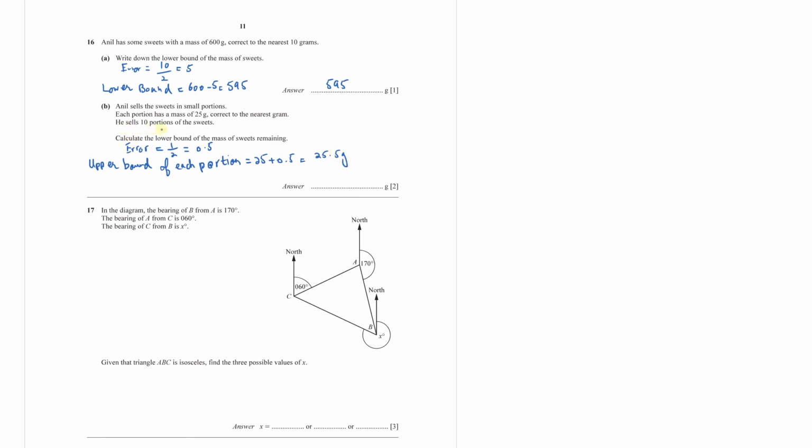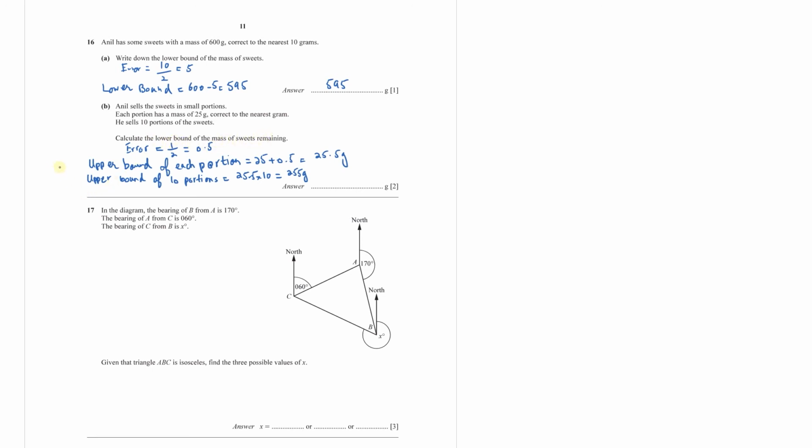Now he sells 10 such portions, so the upper bound of 10 portions would be equal to 25.5 times 10, which would be equal to 255 grams. Now you have to calculate the lower bound of the mass of sweets remaining.